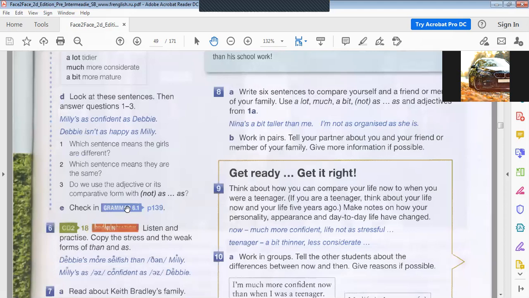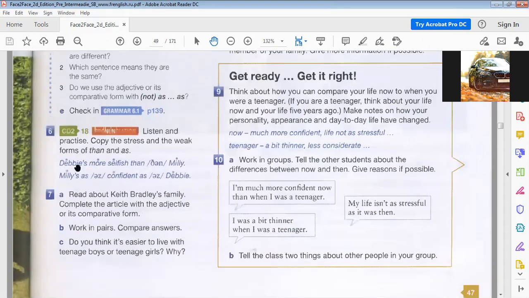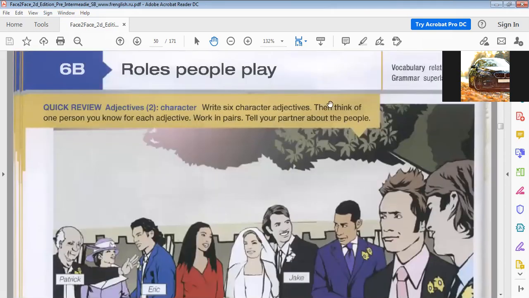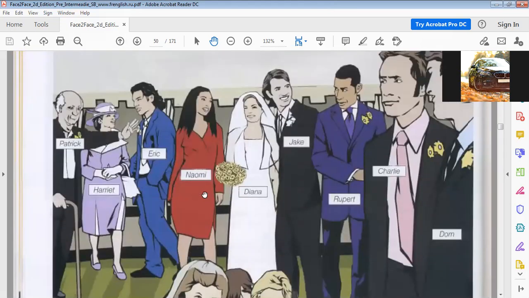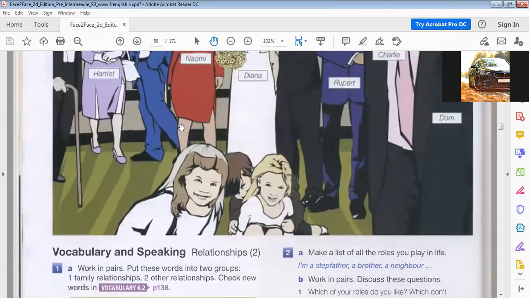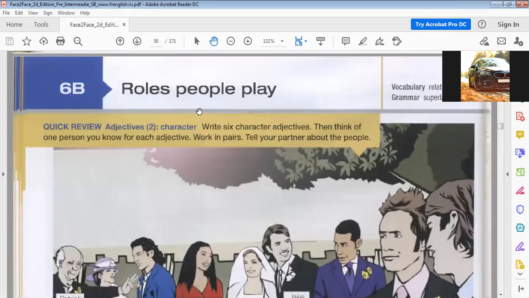We will also take a look at the listening, and at stress in words and how to use this new as...as rule, and also more selfish than, more interested than. And we can talk about this lesson. So in this lesson we're going to talk about superlatives, like best, most, biggest, smallest. And we will also talk about relationships, families, weddings. Okay, so this is our topic for next time.